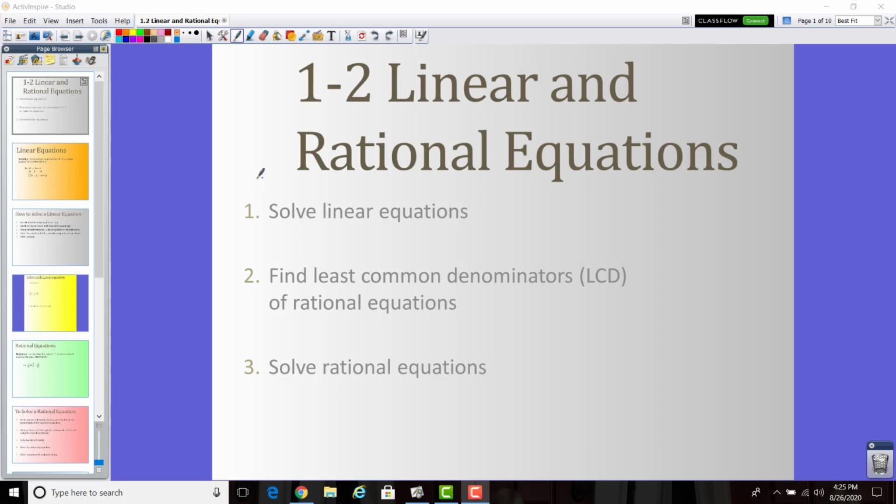Today we're going to talk about section 1.2 over linear and rational equations. Our goals today are to solve linear equations, so we're going to talk about inverse operations and what it means for an equation to be considered linear. Then we're going to solve rational equations, and in order to do that we need to find what we call the least common denominator of both numbers as well as polynomial denominators.